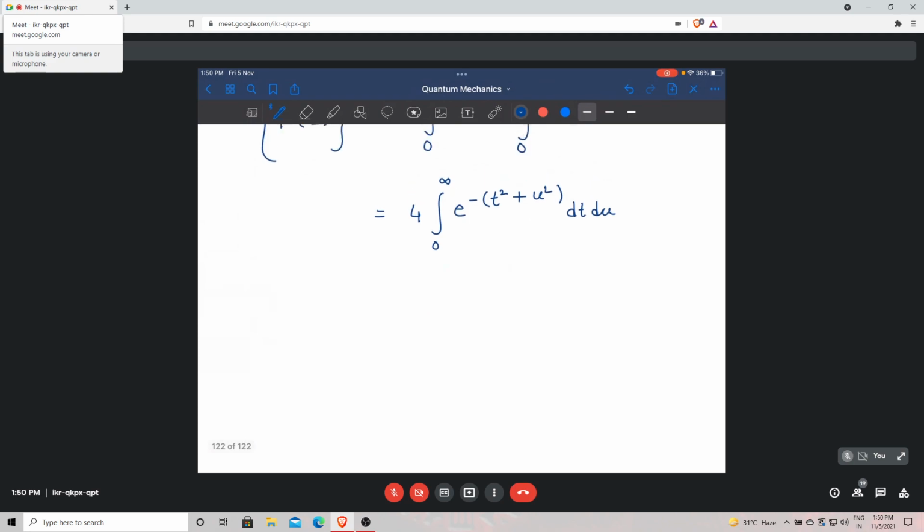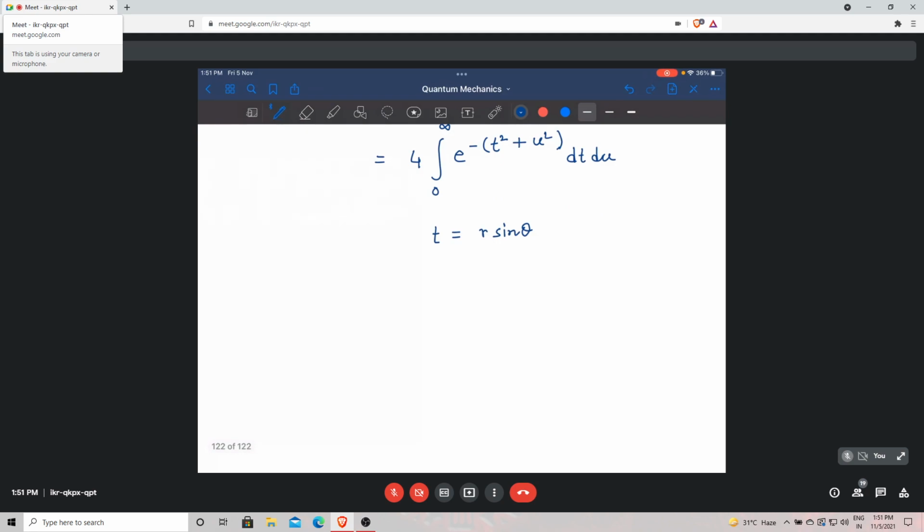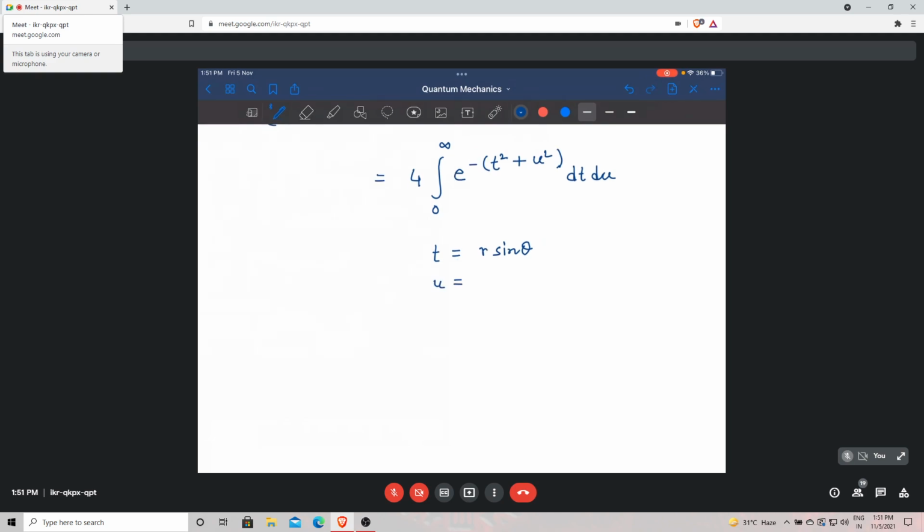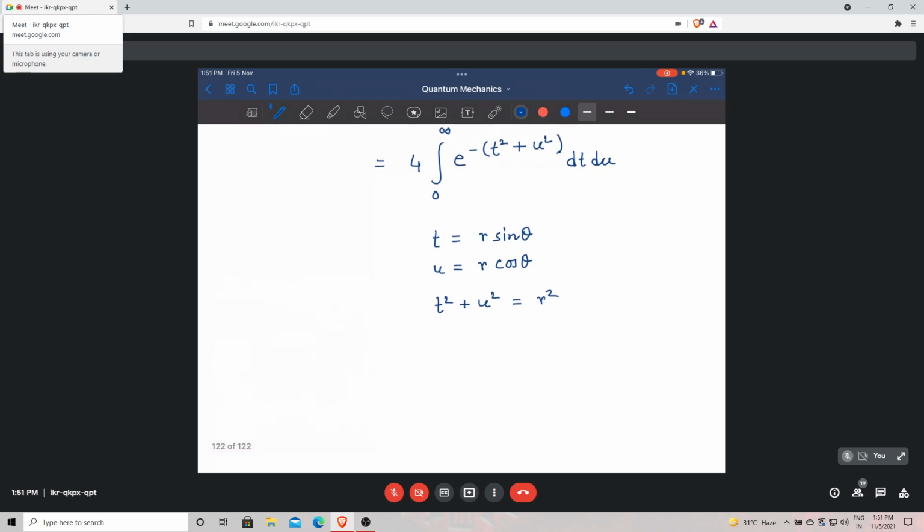Now you see, this integration is in Cartesian coordinates. Now I make t equal to our usual r sine theta, just a variable change. When you see this kind of integration, e to the power minus a square plus b square, you can set a equal to r sine theta and b equal to r cos theta. Then the integration will be a bit easier. Then t square plus u square will become simply r square, right?